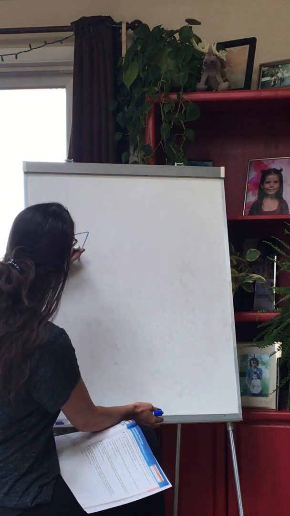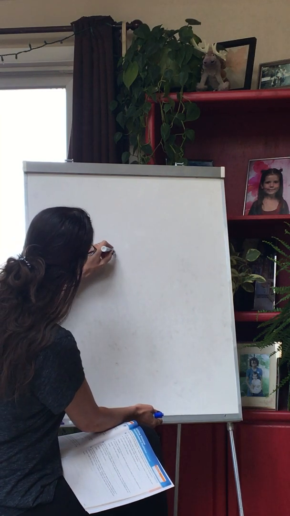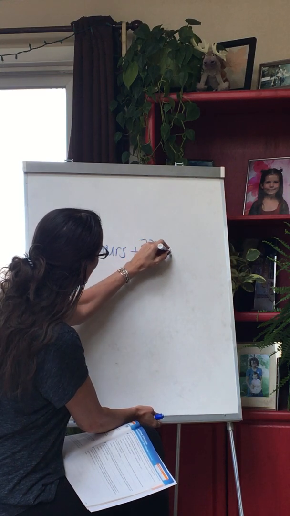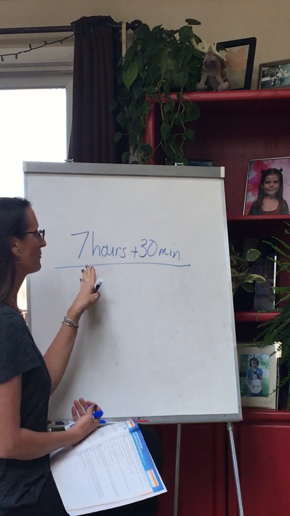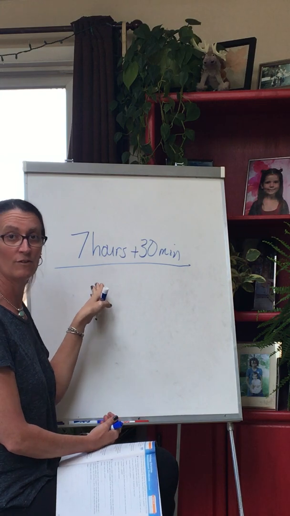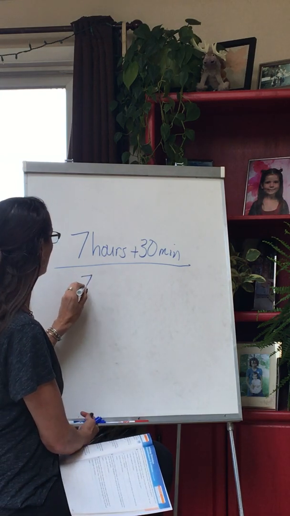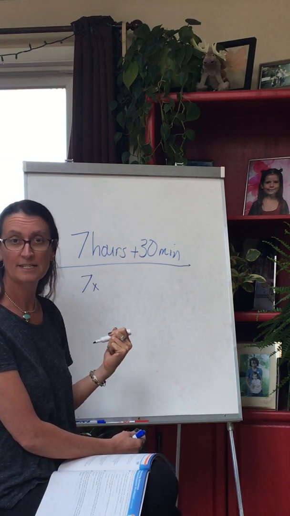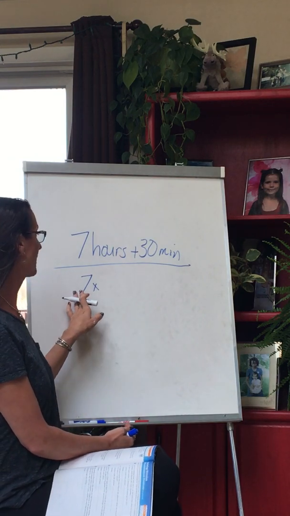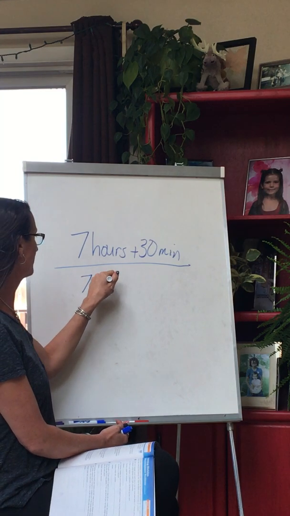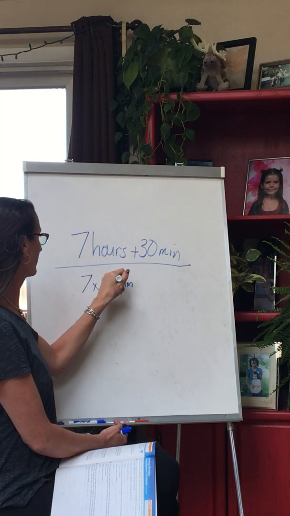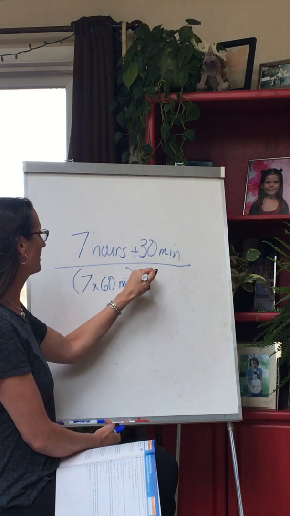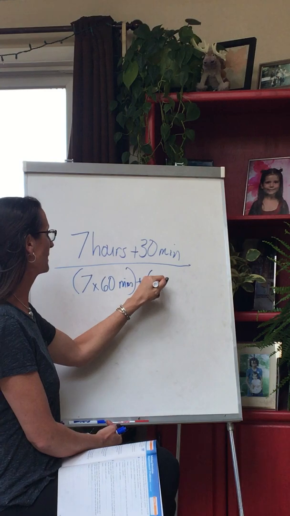So 7 hours and 30 minutes. Okay? So for 7 hours, to find that out, we need to do 7 times however many minutes are in an hour. And we know there's 60 minutes in an hour. So we have 7 groups of 60 minutes. Okay, so we need to do 7 times 60, and we're going to add that to those 30 minutes.